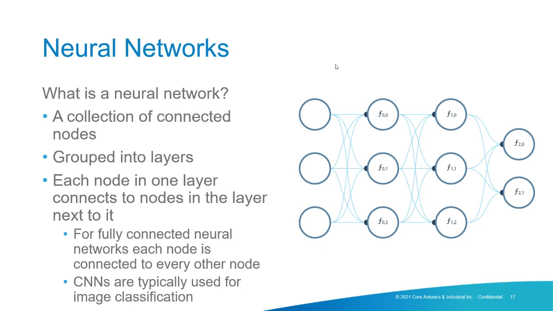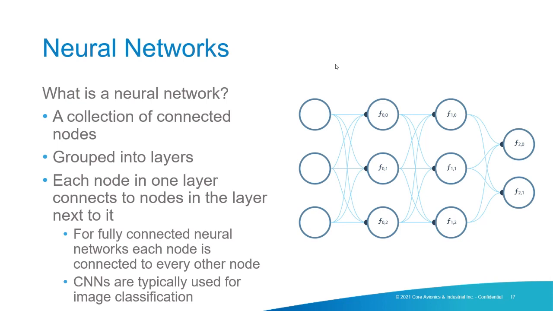And some of you might be familiar with what neural networks are. Some of you might have a vague idea. But at the end of the day, a neural network is a collection of connected nodes that are grouped into layers. And these layers are connected to each other in different ways. You might have heard terms like a fully connected layer or a convolutional layer. And this describes how the layer actually connects to other layers in the neural network and the purpose of that layer in the neural network.